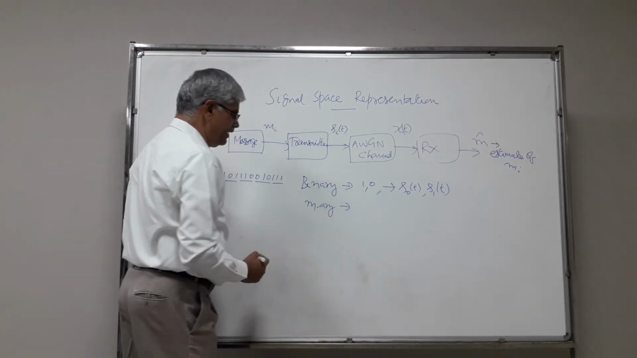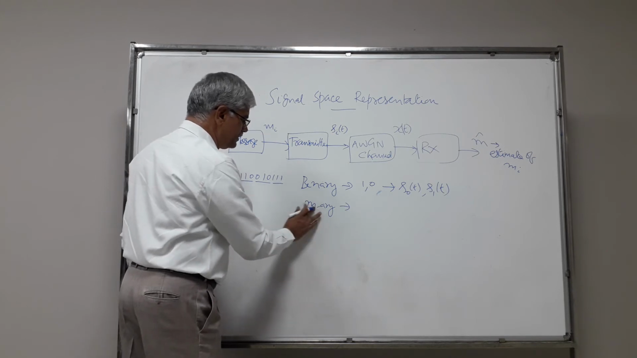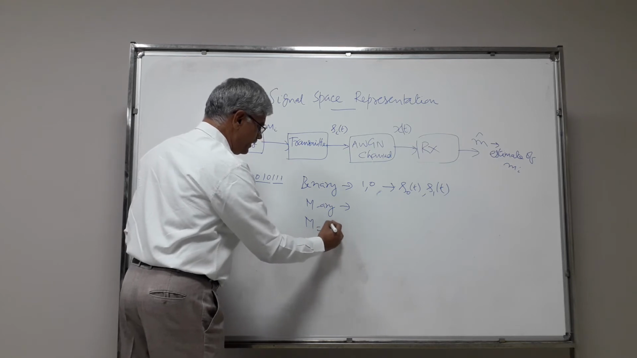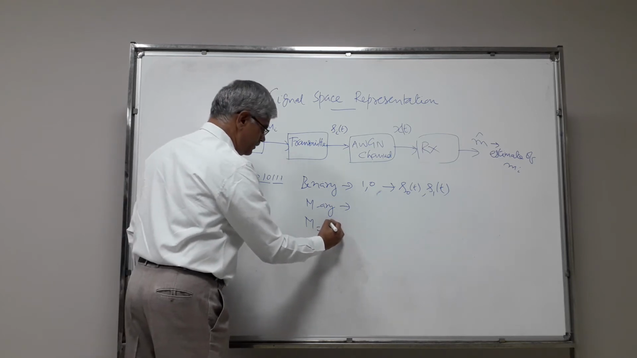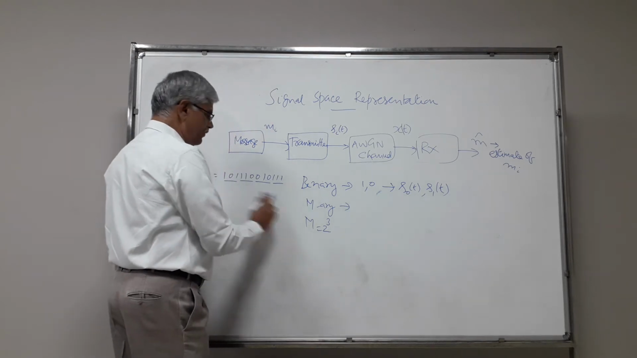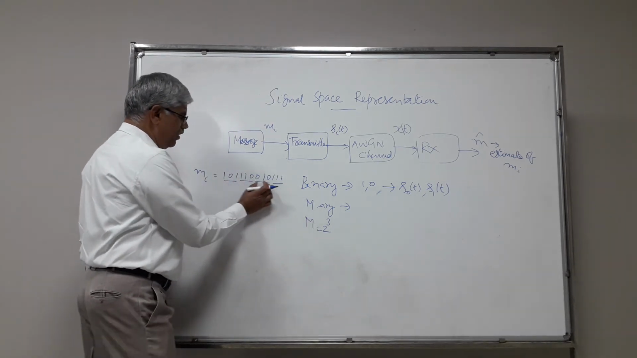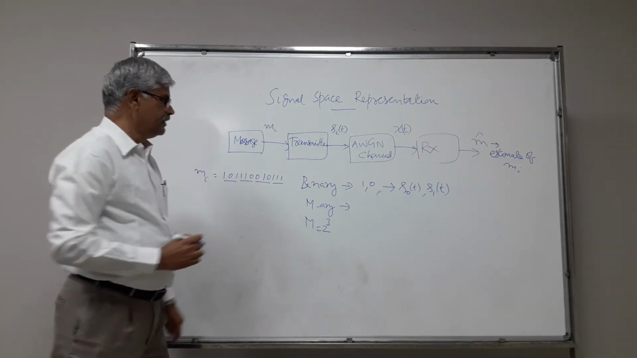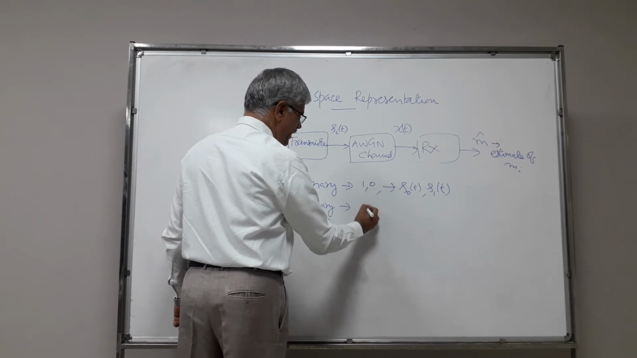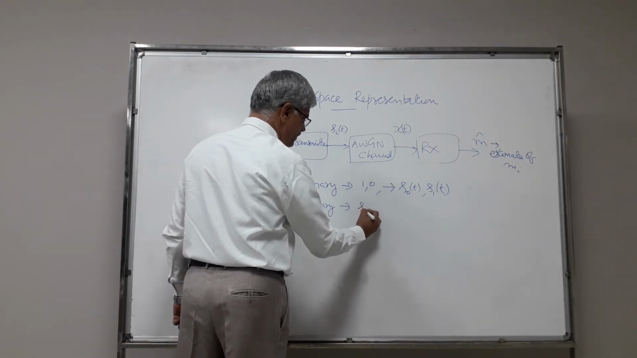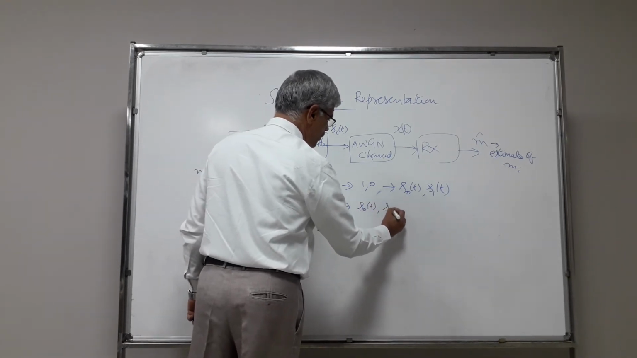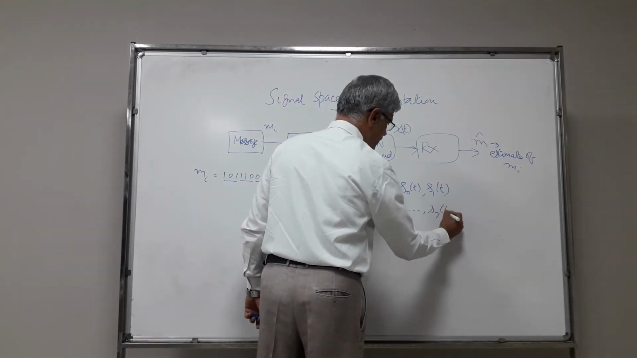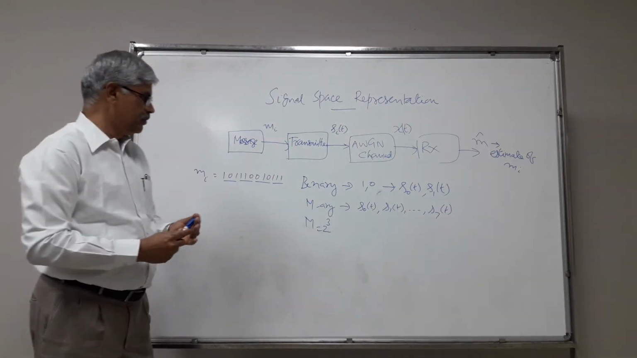Okay, binary M-ary. In the M-ary, M will always be a power of 2. Now in this case the power is 3. If it is power of 3, 3 bits together, how many such possibilities are there? There are 8 possibilities. So M is equal to 8. In that case, you have 8 possibilities: S0, S1, like this, up to S7.